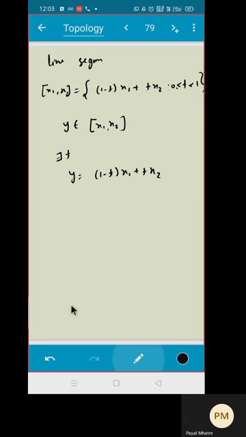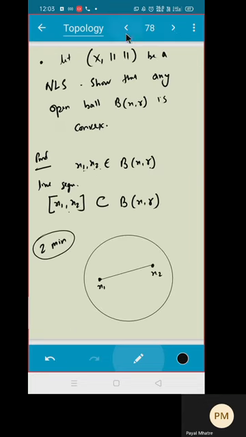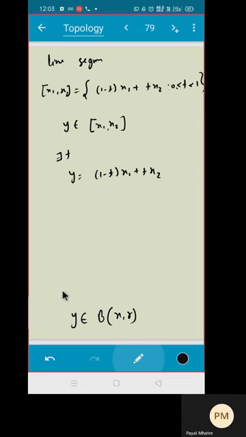After some time you are supposed to prove that y belongs to the open ball B(x, r). I hope I have written the same. Yes, this is what I am supposed to do. That means I need to prove that the distance d(x, y) is less than r. y is given, and I have to find the distance between x and y. Do you have any idea how to go ahead with this?